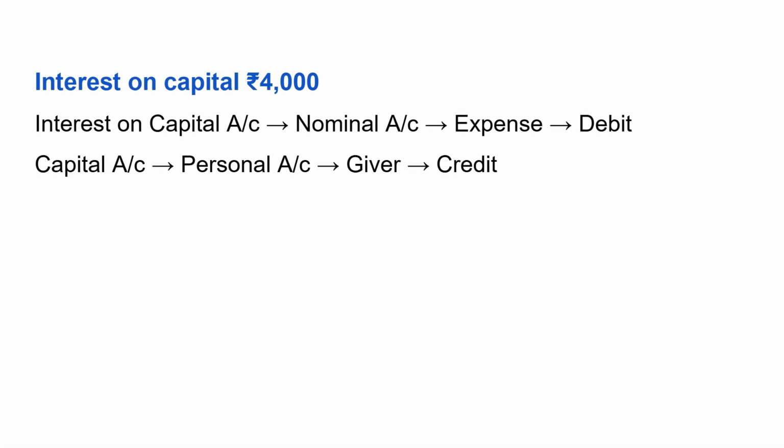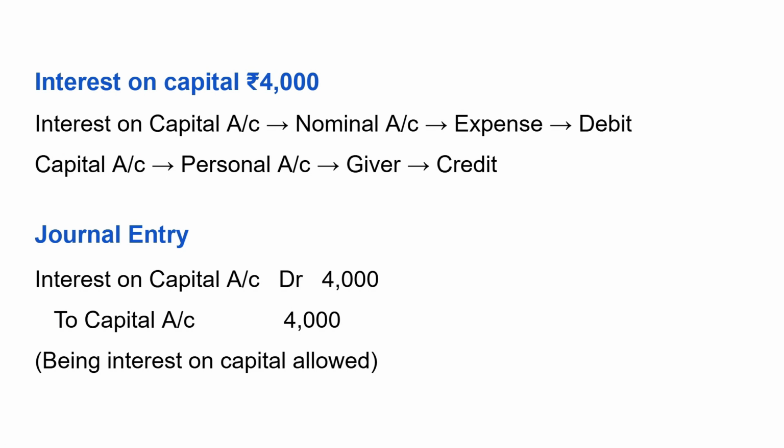interest on capital 4000 rupees. Here the two accounts affected are interest on capital account and capital account. Interest on capital is a nominal account and it is an expense, so it is debited. And capital account is a personal account and it is the giver, so it is credited. And the journal entry is interest on capital account debit 4000 rupees to capital account 4000 rupees. And the narration is being interest on capital allowed.